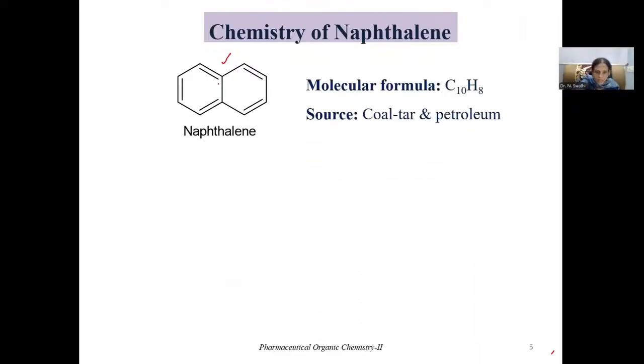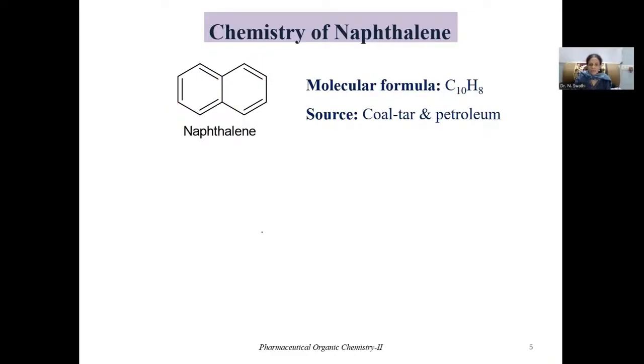You can see there are 4 isolated carbon atoms on this side and 4 on this side, and these two ring systems share 2 carbons. Okay, so 4 plus 2 plus 4, overall 10 carbons are there. Now, the junctional carbons do not possess any hydrogen, while the rest, these 8 carbon atoms, have hydrogens like the benzene structure. So there are overall 8 hydrogens. That is why the molecular formula of naphthalene is C10H8.